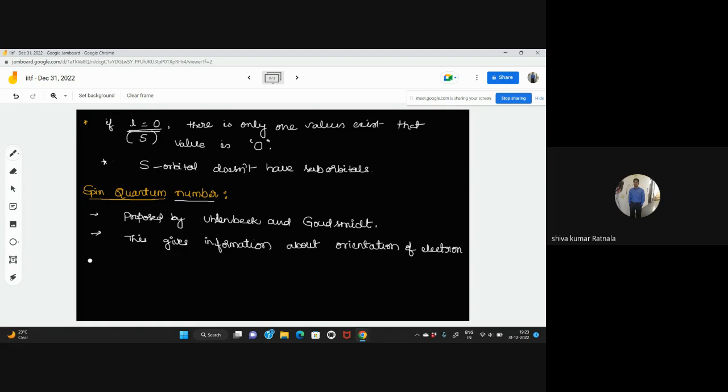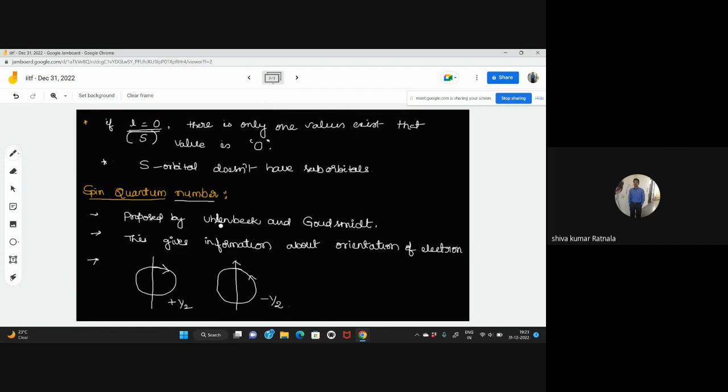So in any orbital, the electron can orient in two directions. That is, either it can revolve in clockwise direction or anti-clockwise direction. If I'm taking an electron at the mean position, and it is revolving in a clockwise direction, it will have plus half. If the electron is revolving in anti-clockwise direction, then it will have minus half. These are the spin values we can say, right?